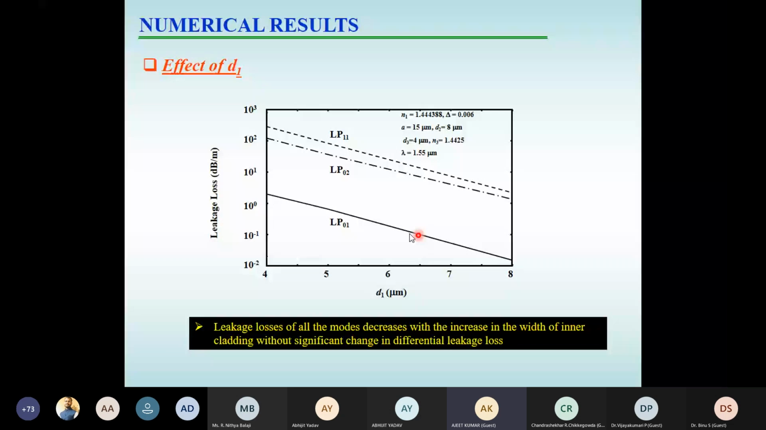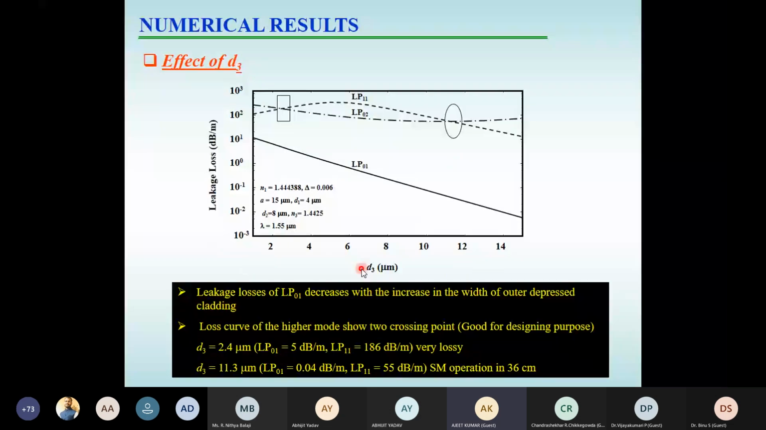Then we have seen the effect of the D3 parameter, and D3 has again given the crossing of the loss of the fundamental mode. So we have two crossings here. One crossing is here and one crossing is here. If you look at these crossing points carefully, you can see that at this particular crossing point, the loss of the fundamental mode is very small. So you may think that we should choose this particular value of D3, but it is not just the loss of the fundamental mode. You have to also see the loss of the higher order mode, right?